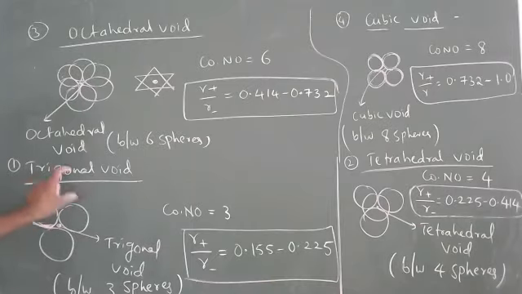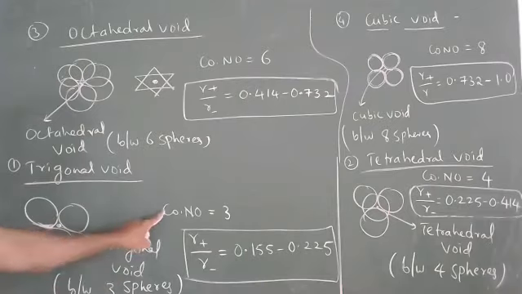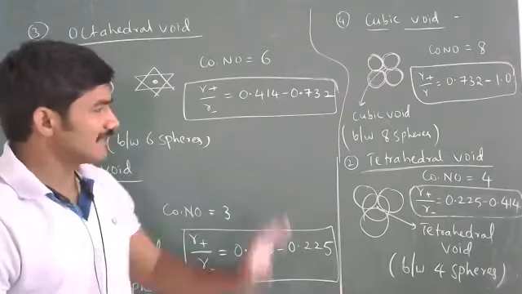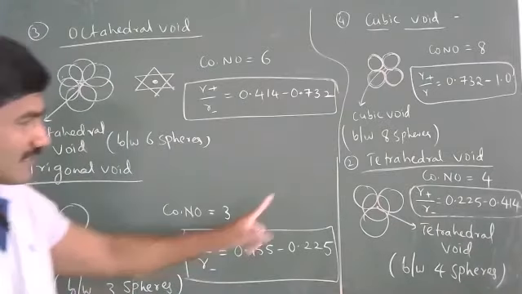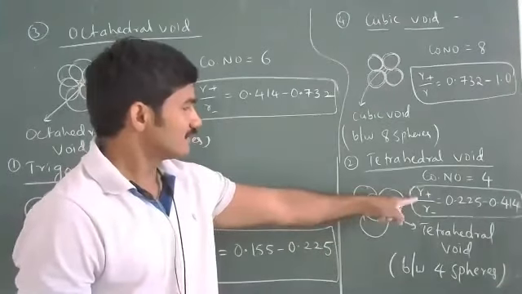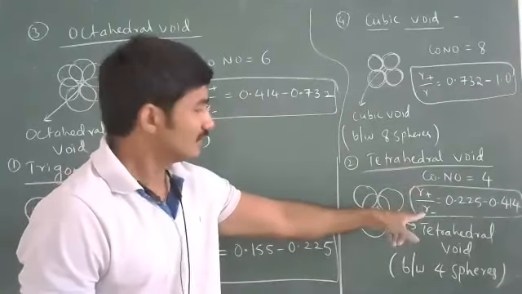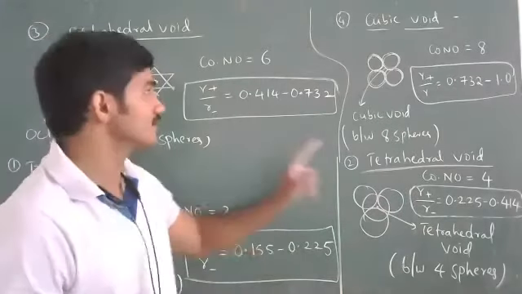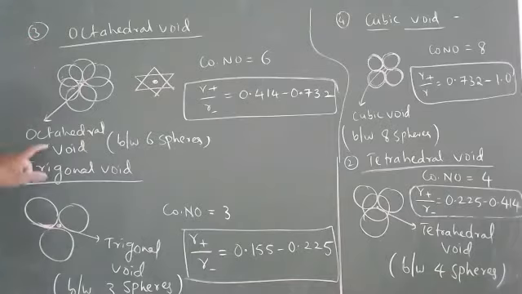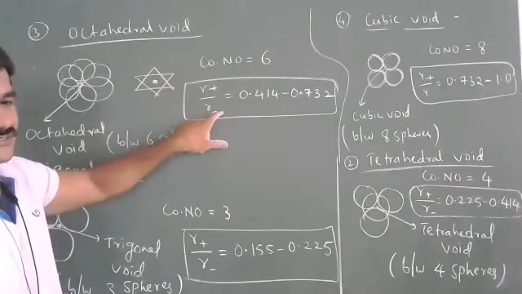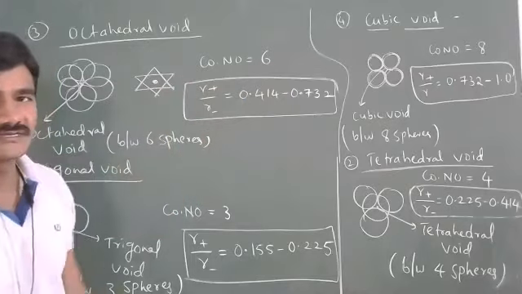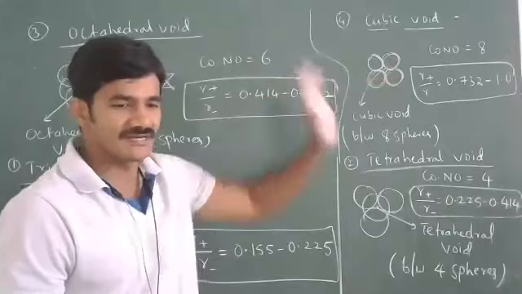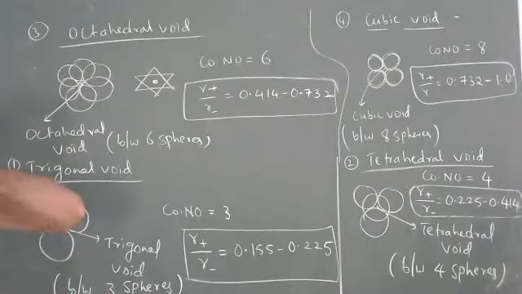Understood? Trigonal void between 3 spheres, coordination number 3, radius ratio 0.155 to 0.225. And tetrahedral void between 4 spheres, it forms a tetrahedron, not a tetragon. So radius ratio is 0.225 to 0.414. Next, octahedral void between 6 spheres, coordination number 6, radius ratio 0.414 to 0.732. Cubic void between 8 spheres, so coordination number 8, radius ratio 0.732 to 1.0.